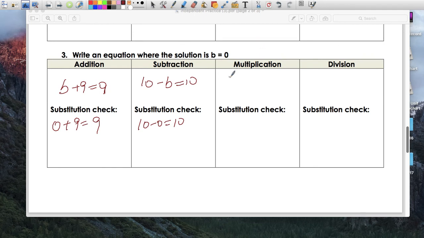Okay. Multiplication, wow. Why did I pick 0 as a value? 3 times b equals 0. 3 times b, which is 0, is 0. Is that true? Well, this is 0, so it's 0 on the other side. Division.